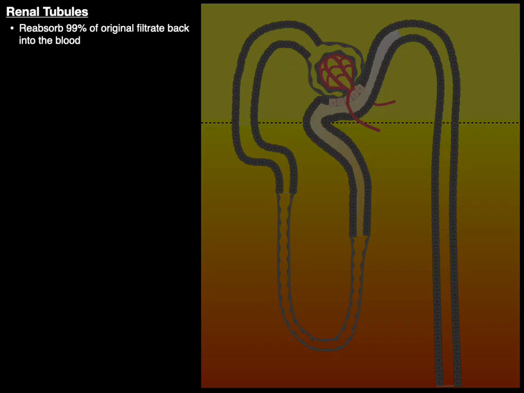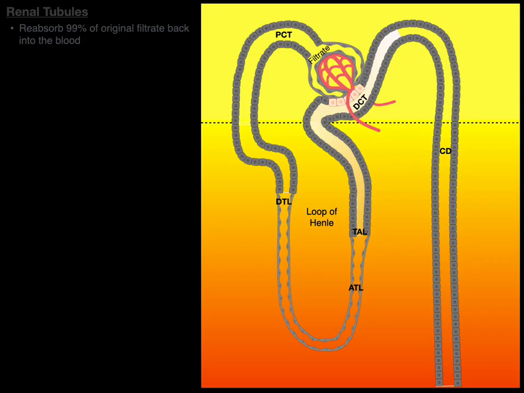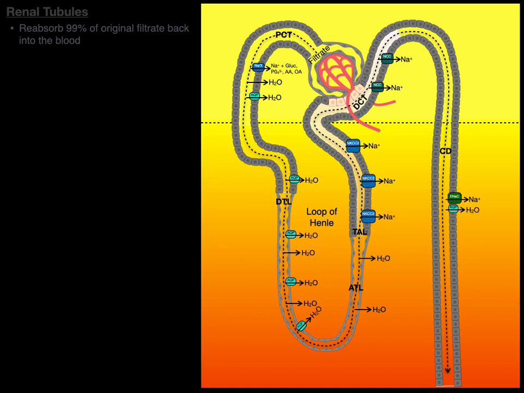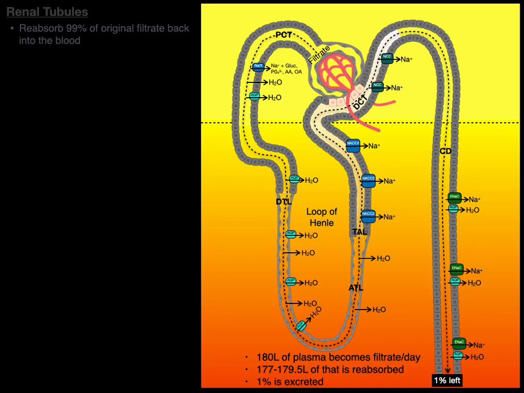Now, renal tubules reabsorb 99% of the original filtrate back into the blood. So there is the filtrate, and as it flows through the renal tubules, in the proximal tubule and the loops of Henle, we see the reabsorption of water and solutes as we go. And so by the time you reach the end, there's only 1% left of the originally filtered filtrate, and 99% of that is reabsorbed. So we have 180 liters of plasma that becomes filtrate every day. 177 to 179 of that is reabsorbed. We excrete 1%.